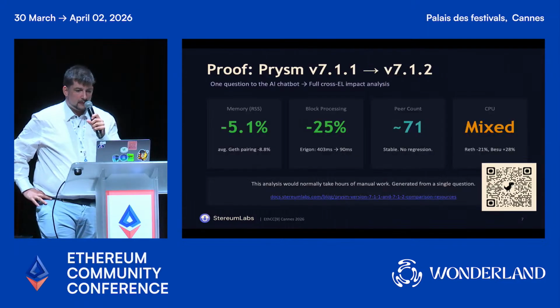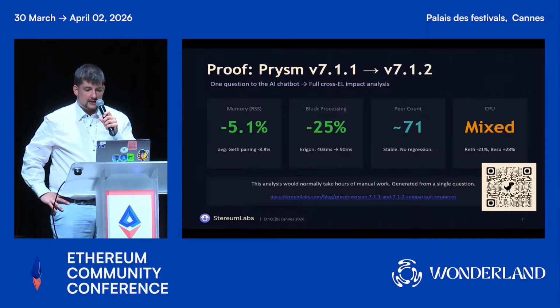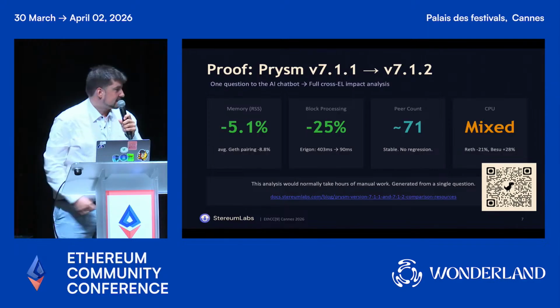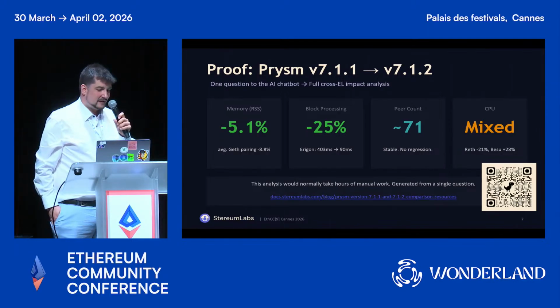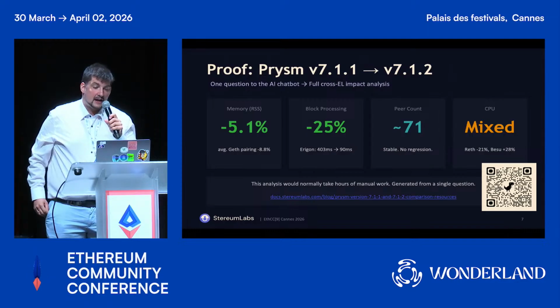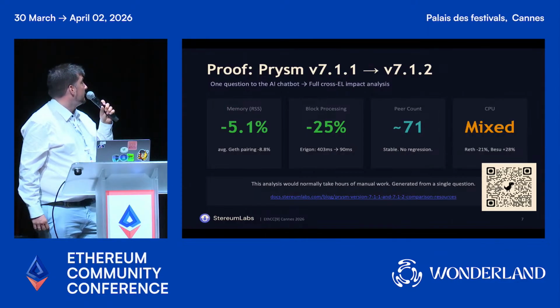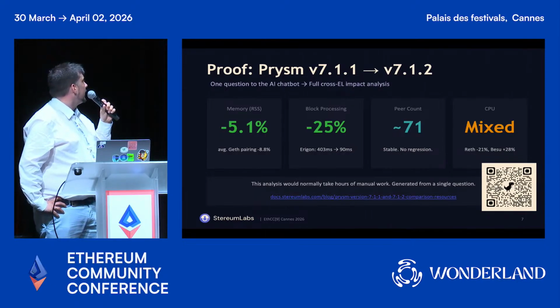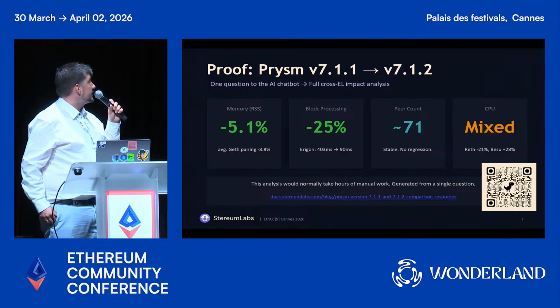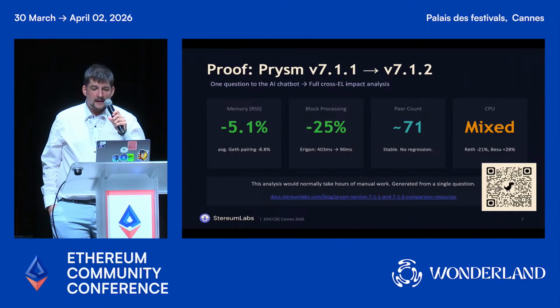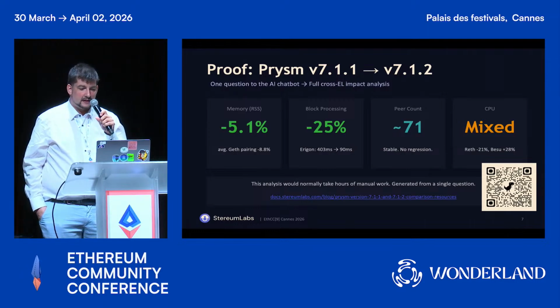There is also a report we published just a few days ago. If you want to scan it, it's a Chrome QR code, not hacked. Promise. And you can easily see that, on average, the memory is down 5.1%. The block processing is faster, the peer count is stable, and CPU is very mixed, depending on the combination.